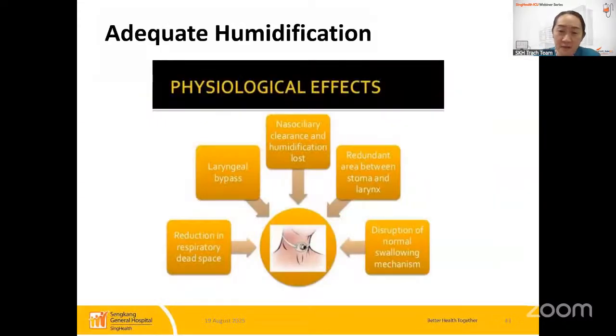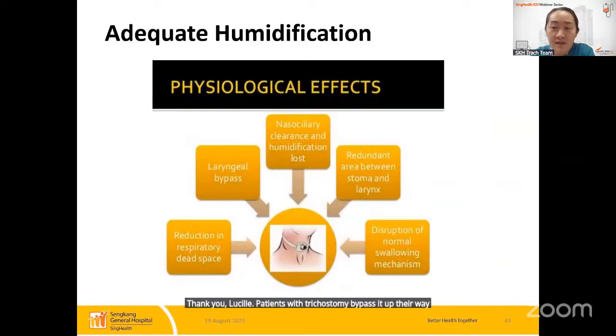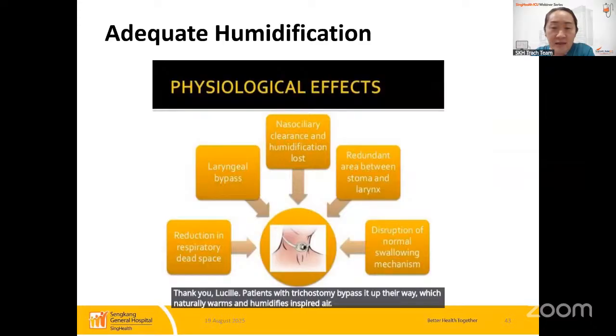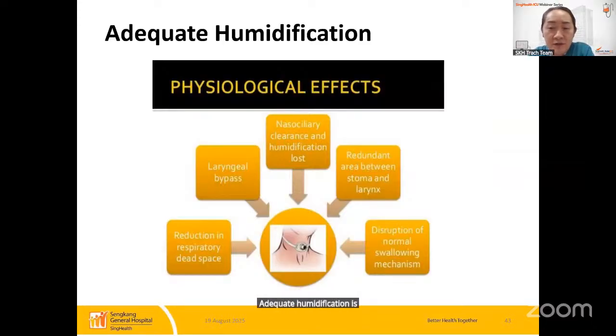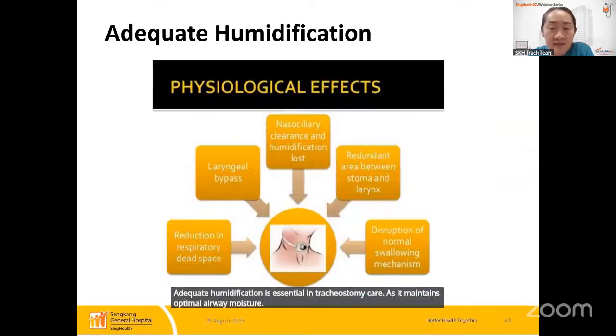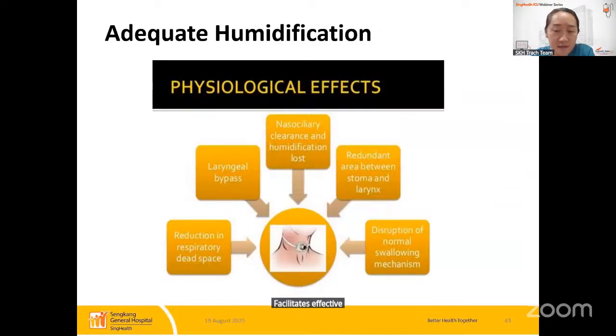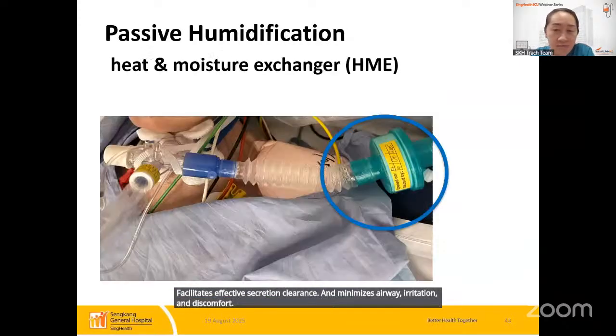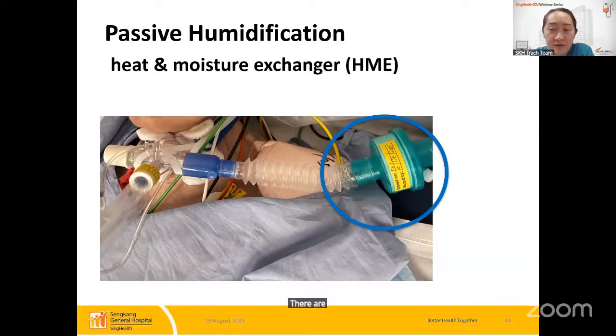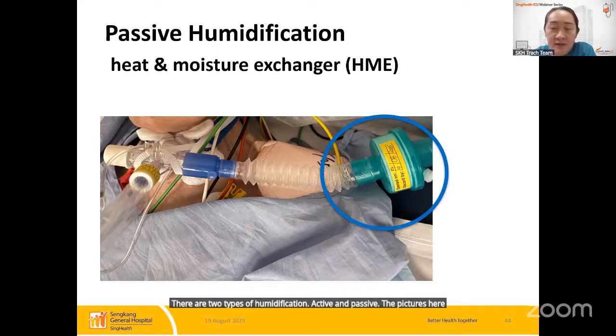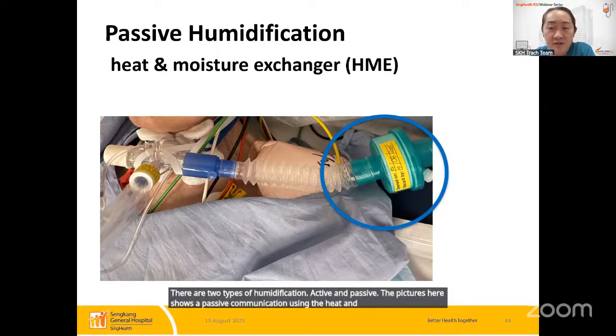Thank you, Lucille. Patients with tracheostomy bypass the upper airway, which naturally warms and humidifies inspired air. Adequate humidification is essential in tracheostomy care as it maintains optimal airway moisture, facilitates effective secretion clearance, and minimizes airway irritation and discomfort. There are two types of humidification, active and passive. The picture here shows a passive humidification using the heat and moisture exchanger in a mechanically ventilated patient.